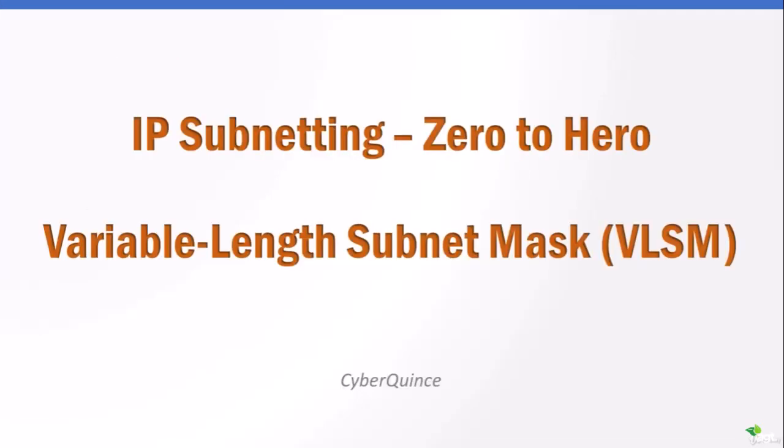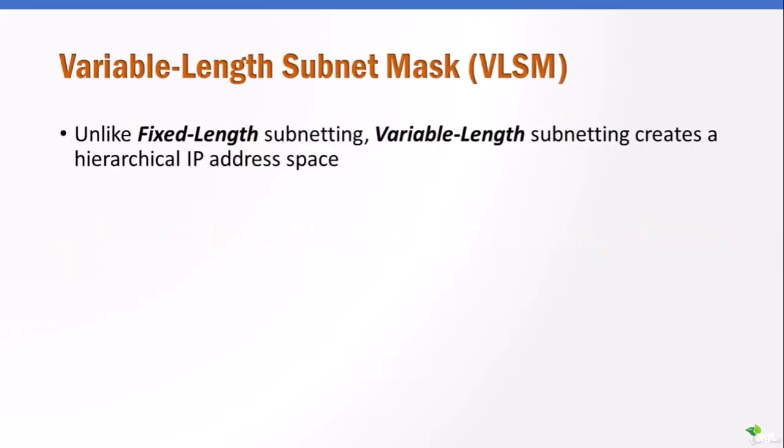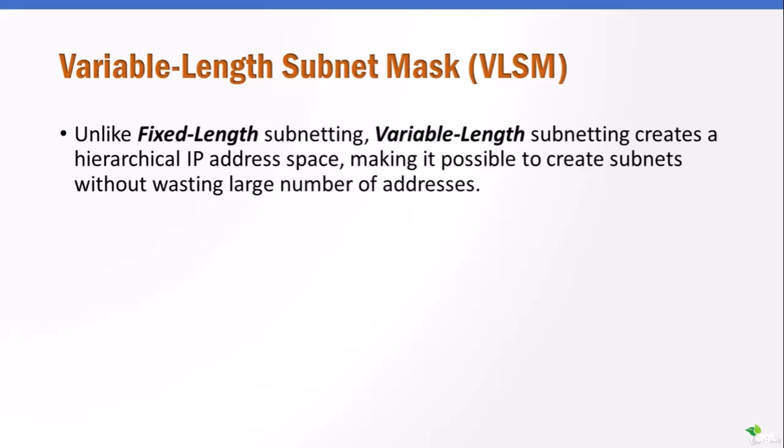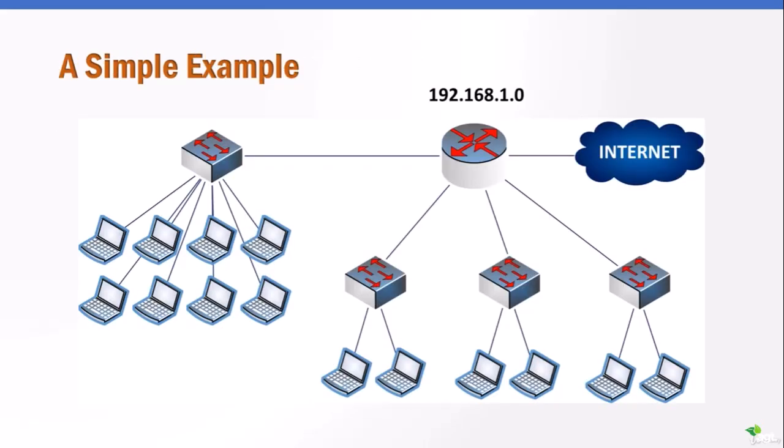Time to talk about VLSM. VLSM stands for Variable Length Subnet Mask, and the goal of this type of subnetting is to save as many IP addresses as possible. Let's look at the definition. Unlike fixed length subnetting, variable length subnetting creates a hierarchical IP address space, making it possible to create subnets without wasting a large number of addresses.